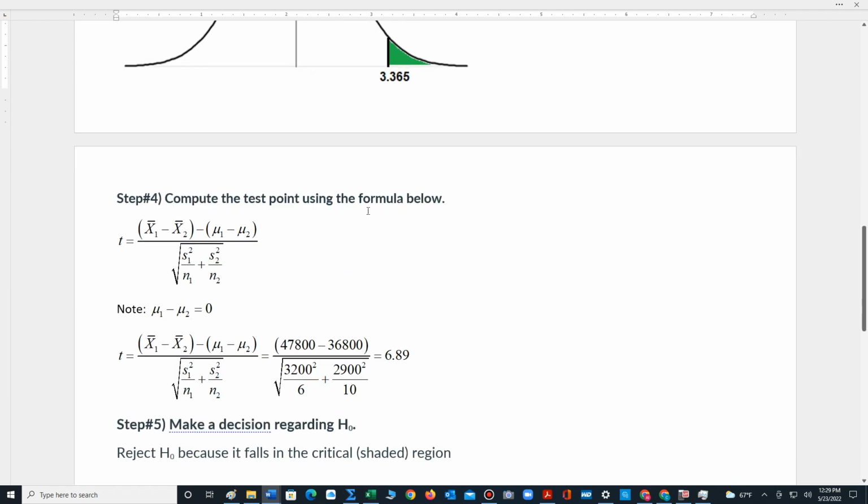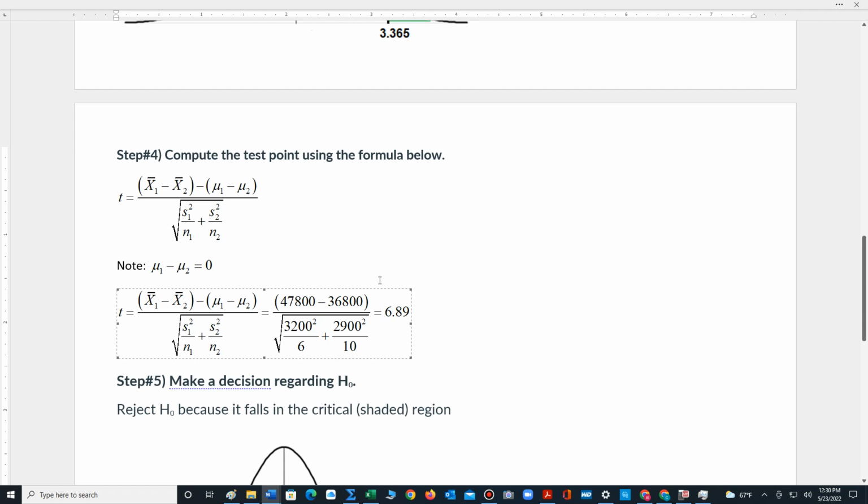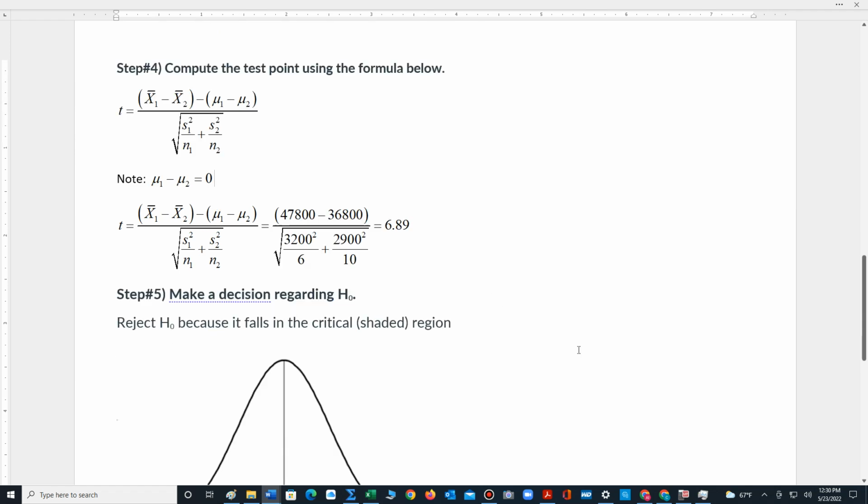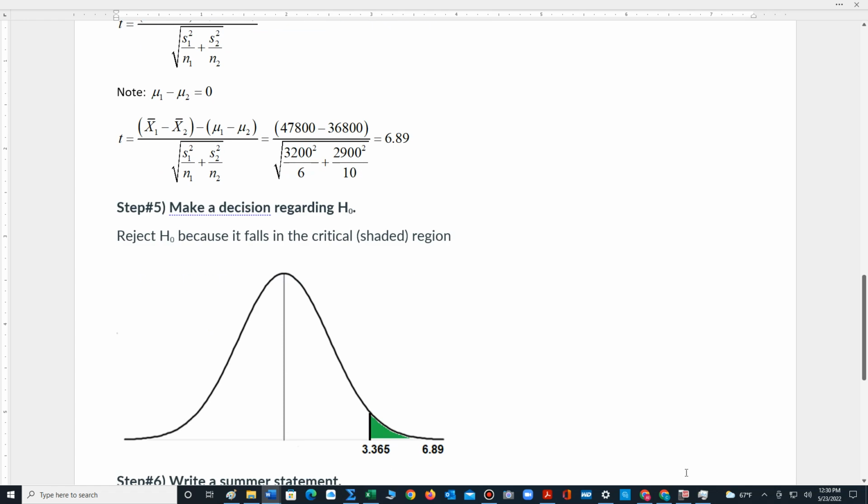Next, we have to compute our test point. So the formula to compute the test point is t equal to the difference in the sample means minus the difference in the population means divided by the standard error, which is the square root of sample standard deviation 1 squared over n1 plus sample standard deviation 2 squared over n2. Note that the difference in the population means is always 0. So our next step is we calculate t. Let's input that into the calculator.